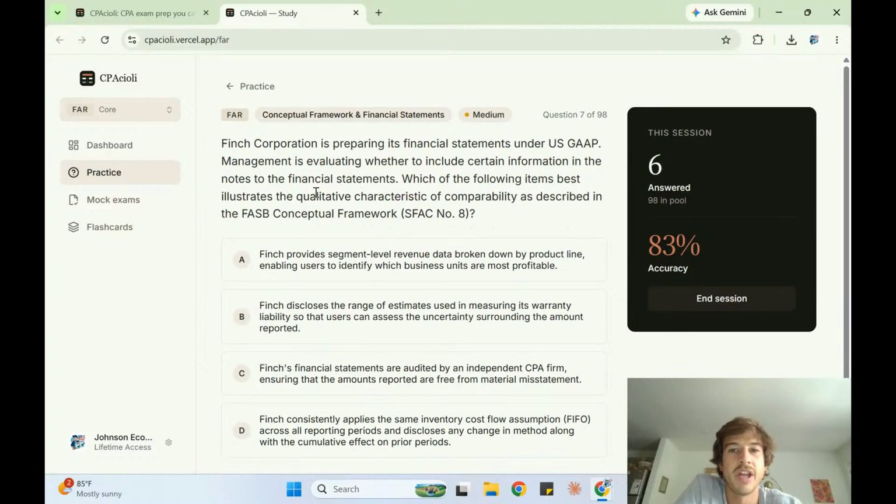Finch corporations preparing financial statements. Okay, cool. It's a medium one here. Nice.